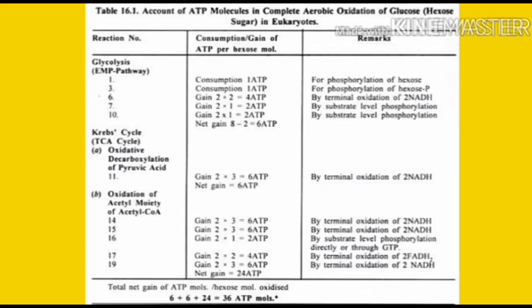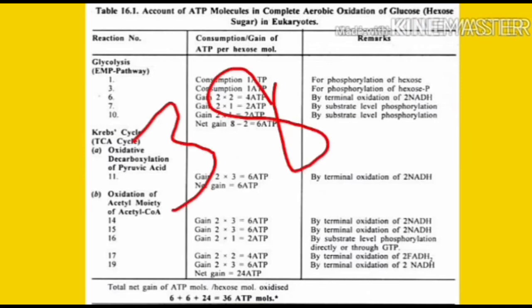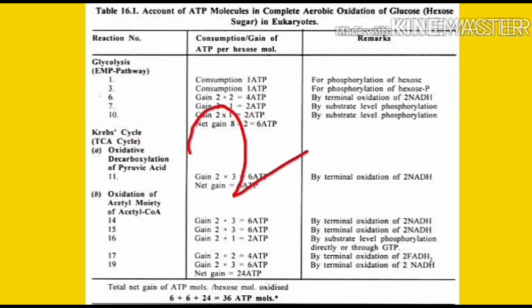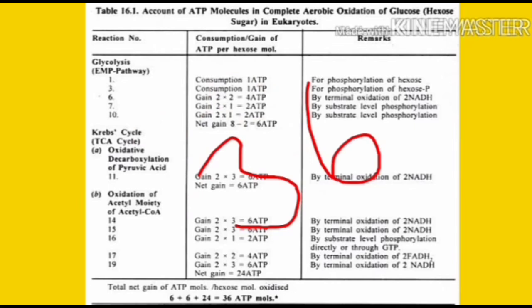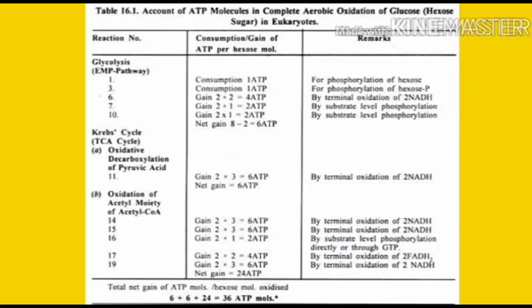Ultimately, the grand total of energy produced is 38 ATPs, then 2 ATPs are consumed initially, so the net gain of ATPs is only 36. Here NADH2 converts into ATP, FADH2 converts into ATP, and GTP converts into ATP.